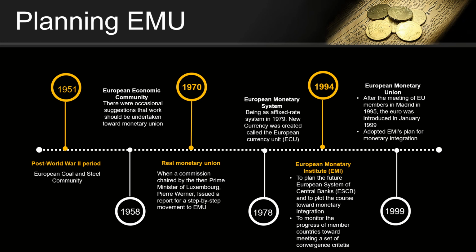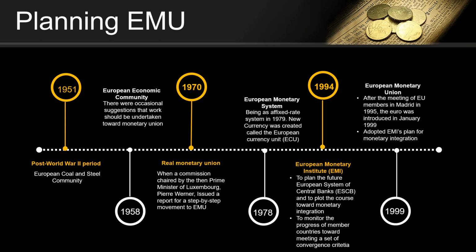In 1978, the European Monetary System was introduced. It became a fixed rate system in 1979, and then a new currency was created called the European Currency Unit, ECU. In 1994, the European Monetary Institute, EMI, planned the future European System of Central Banks, ESCB, and planned the course towards monetary integration. They also aimed to monitor the progress of member countries toward meeting a set of convergence criteria. And finally, in 1999, the European Monetary Union was created.